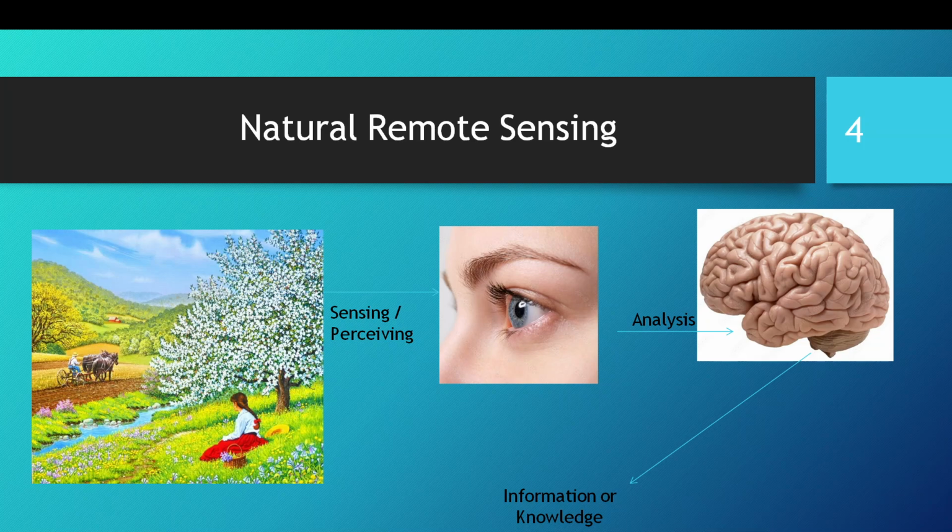Once the eyes capture the image, the brain processes and analyzes the information, which allows us to interpret what we see, whether it's identifying colors, recognizing objects, or understanding the scene. Finally, the processed information becomes knowledge. This is similar to how artificial remote sensing works, where the sensors like satellites or drones capture data which is then processed and analyzed to generate meaningful information.